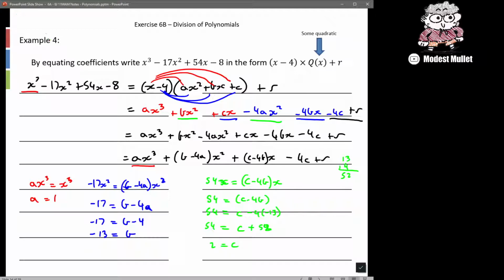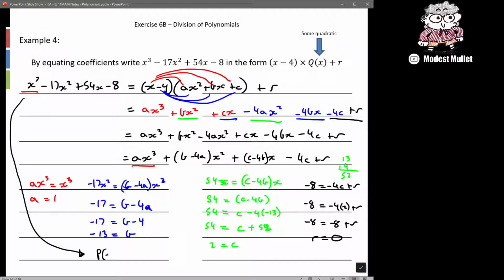And lastly, equating our constants, we get negative 8 is equal to negative 4c plus r. So we get negative 8 is equal to negative 4 by 2 plus r. We get negative 8 is equal to 8 plus r, so r is equal to 0. So we actually get no remainder in this. That's really nice. So we can rewrite our whole original polynomial.